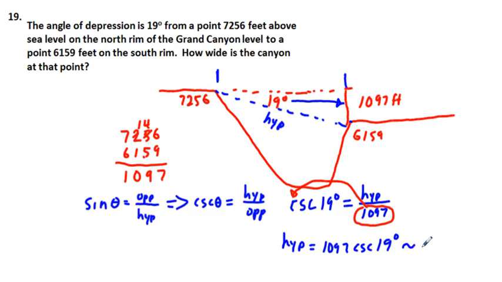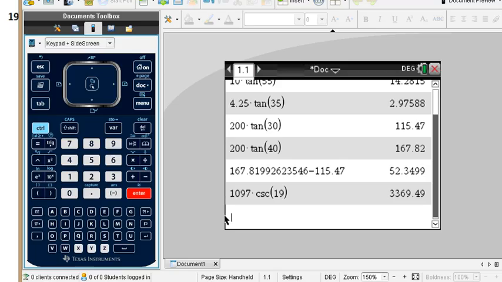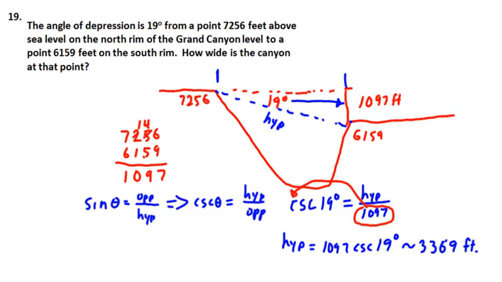Let's check that just to be sure. Yeah, that'll be it. So we'll box this in as our correct answer for the width of the canyon. And again, if you used the horizontal distance, you would get a number slightly less than 3,369 feet, but not much. With small angles, like 19 degrees or less, the hypotenuse is going to be pretty close in length to this horizontal side, or adjacent side in this case.